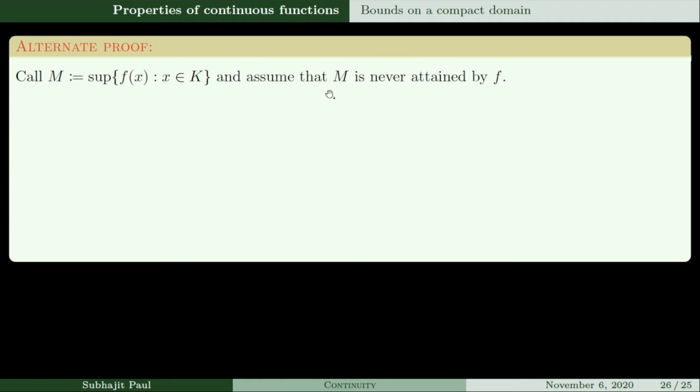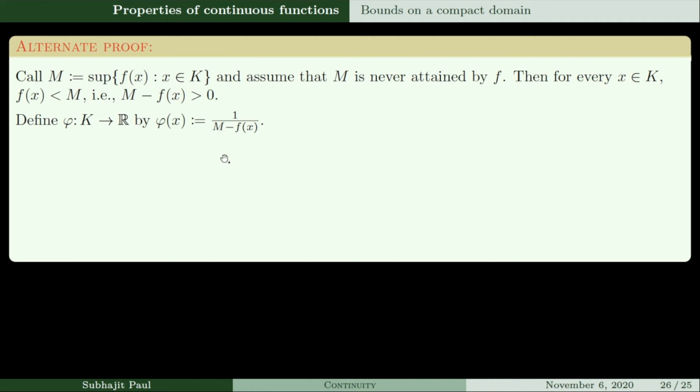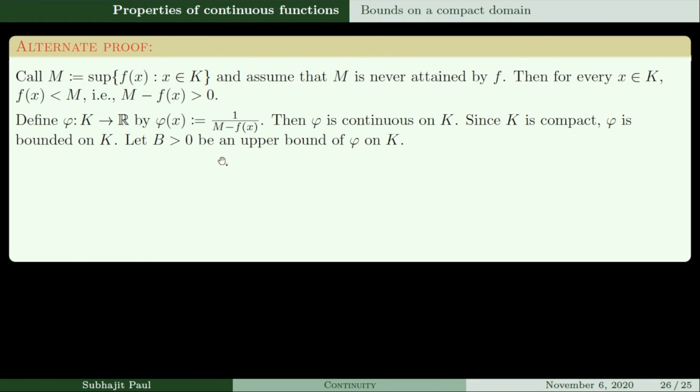This also has an alternate proof. Call M the supremum and assume that M is never attained by f. Therefore, for every point x in K, f(x) will be strictly smaller than M. That is, M minus f(x) will be greater than 0, and this will hold for every point x in K. Now define a function phi over the same domain K by phi(x) equals 1 over (M minus f(x)). Definitely, phi is continuous on K. Now, since K is compact, by the earlier theorem, phi is bounded on K. Let the positive number capital B be an upper bound of phi on K.